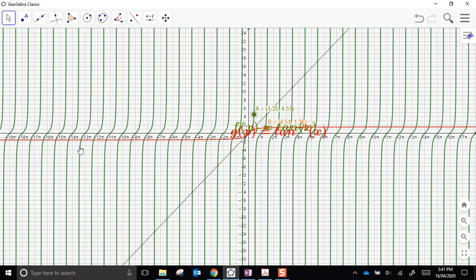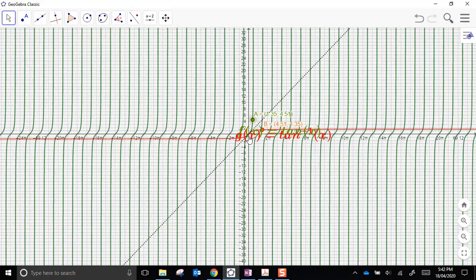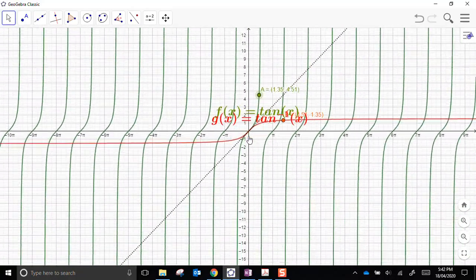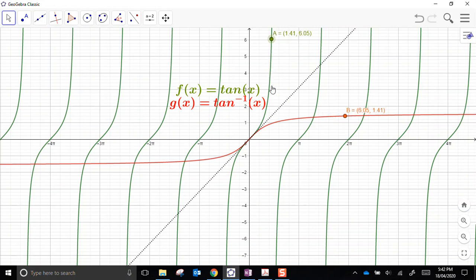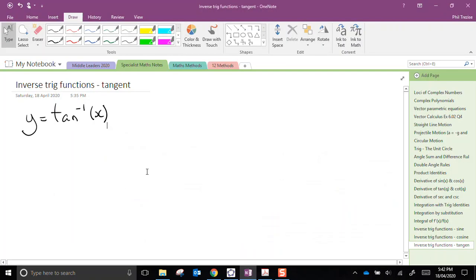But we wouldn't be wanting to have extra copies of this red graph above and below. That would break the function rule. So let's zoom back in again to something approaching normality, and as long as point A behaves itself and just stays from negative pi over 2 to positive pi over 2, then everything will be just fine. So that's the limited domain there.